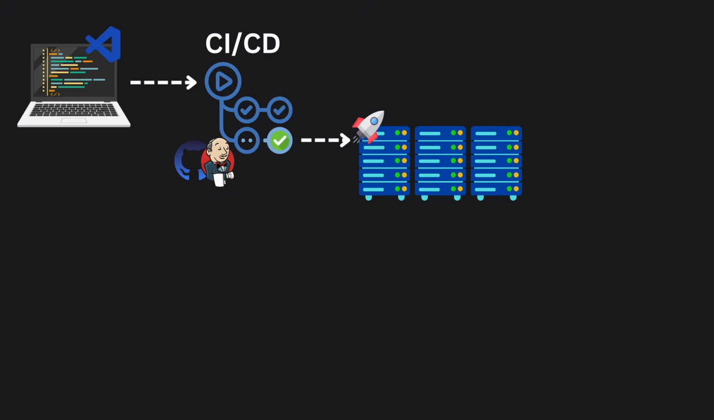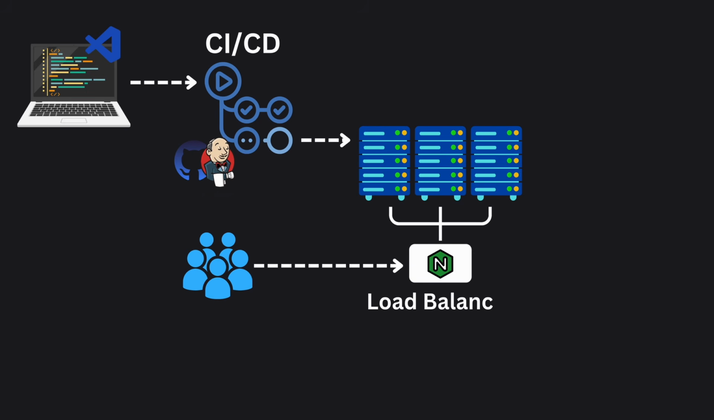And once our app is in production, it has to handle lots of user requests. This is managed by our load balancers and reverse proxies like Nginx. They ensure that the user requests are evenly distributed across multiple servers, maintaining a smooth user experience even during traffic spikes.